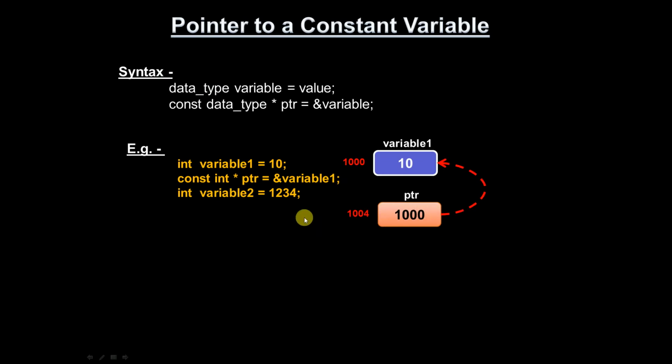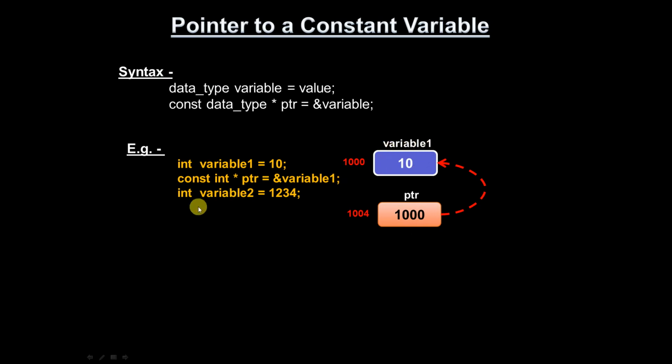So const int star ptr equals to address of variable 1. Again, ptr is a special type of variable which holds only addresses of variables. Now, ptr is pointing to variable 1, and it is holding the address 1000. Now, ptr is a pointer to a constant, meaning wherever it is pointing, ptr is pointing to memory location 1000. This particular location is constant, meaning the read only property is applied to it.